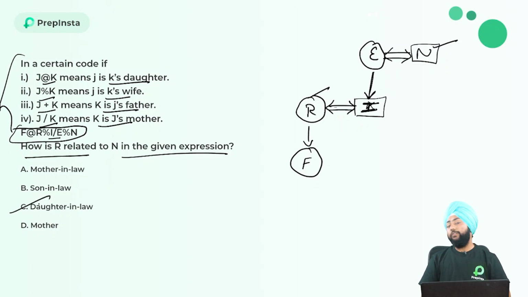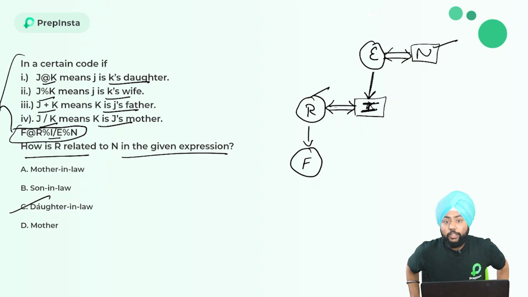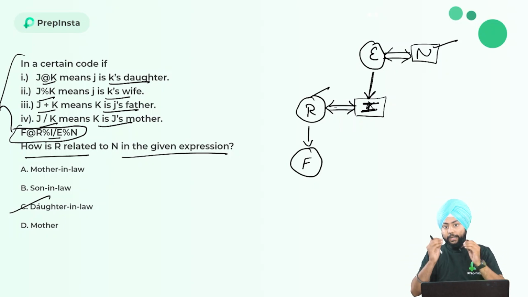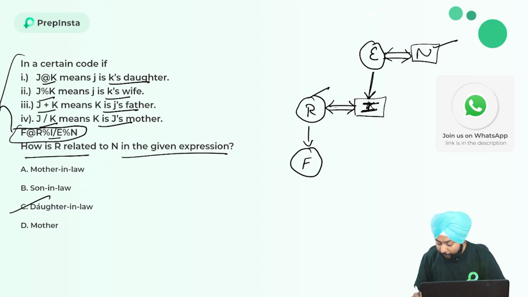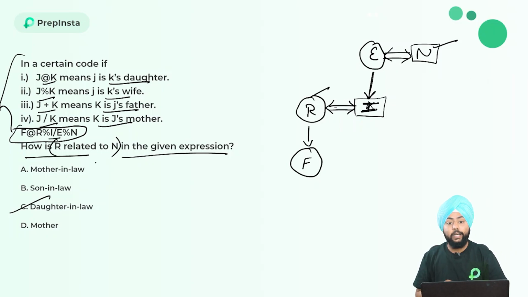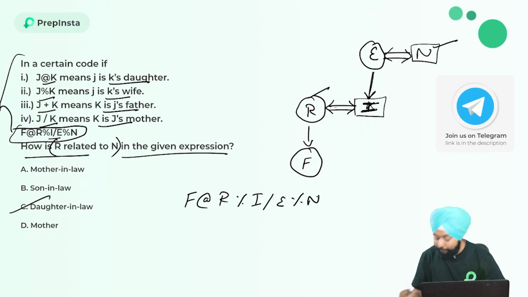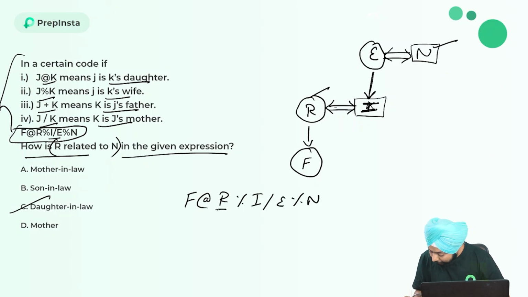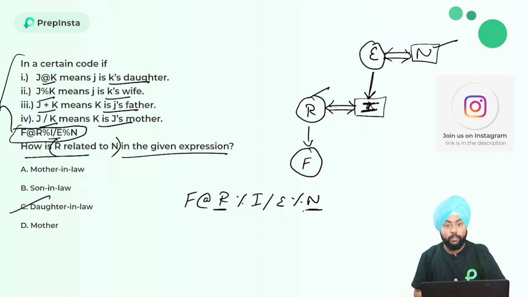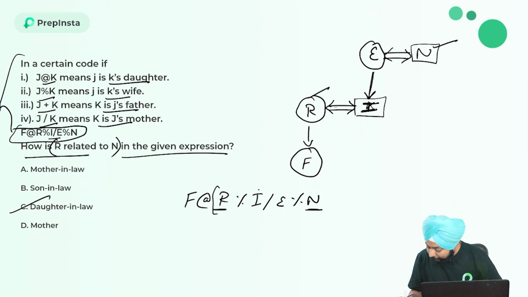So this is one way of approaching this problem, which is called drawing a family tree. But if you are someone who is quite smart and can go with the options, let's approach this problem in a smarter, shortcut way. I only have to look for R related to N. So let me write the expression again: I divided by E percent N. I only have to look for R and N.